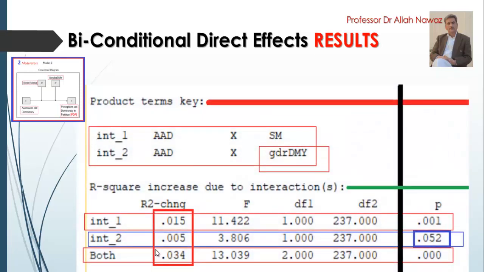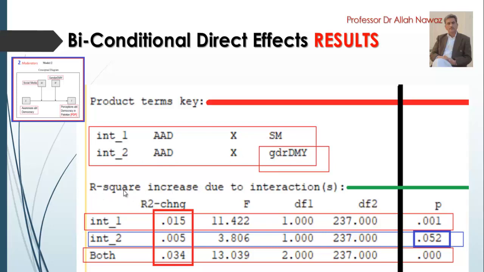Next output is about the product terms key, that is, interaction 1, as we have already discussed, refers to the multiplication of the X variable, awareness about democracy, multiplied by social media, and the second interaction term working as a variable in this process analysis is the X variable multiplied by gender.